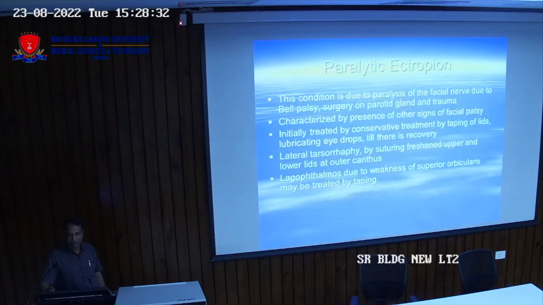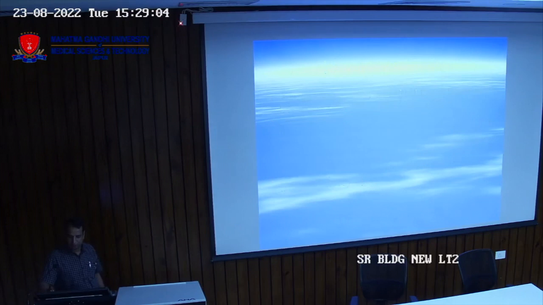Another type is paralytic ectropion, due to paralysis of the facial nerve, as in Bell's palsy, after surgery on the parotid gland, and trauma, confirmed by the presence of other signs of facial palsy. Initially treated by conservative treatment; we have to wait up to 6 months, with taping of the lids, lubricating eye drops, and lateral tarsorrhaphy by suturing the upper and lower lid at the outer canthus. Lagophthalmos due to weakness of the superior orbicularis may be treated by taping.